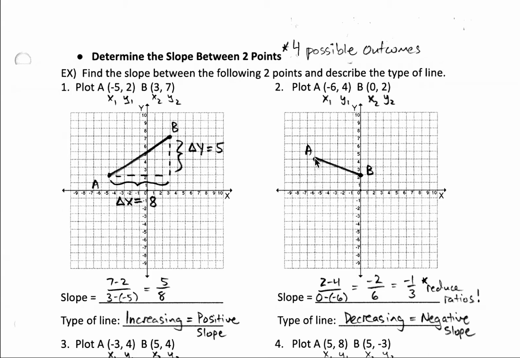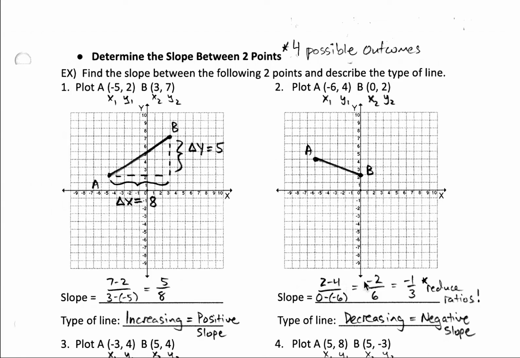We're going to find our change in y. So let's subtract the yB value and take away the yA value. So 2 minus 4. Then to find our change in x, again, take our xB value and subtract our xA value there. So 0 minus negative 6.